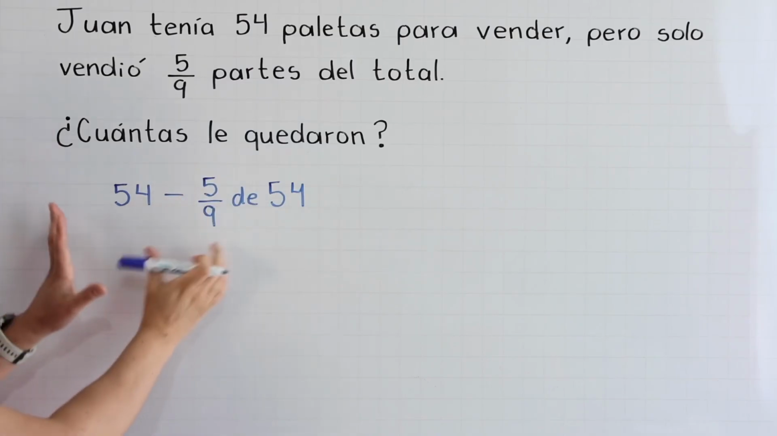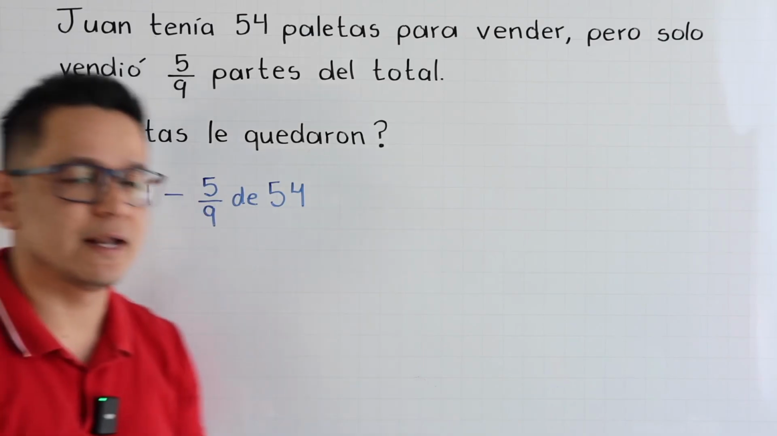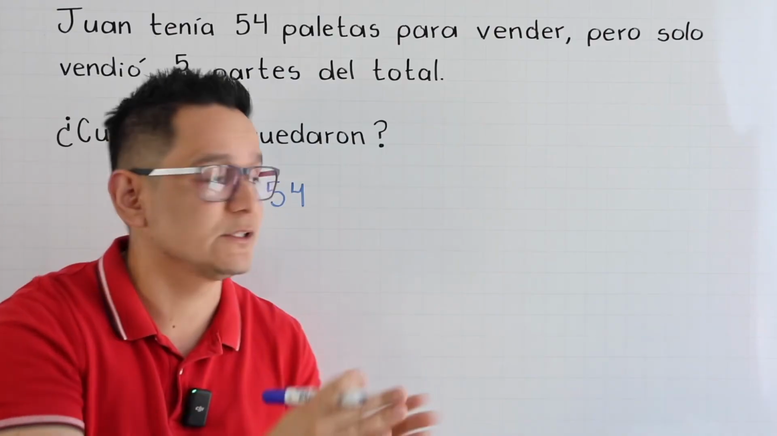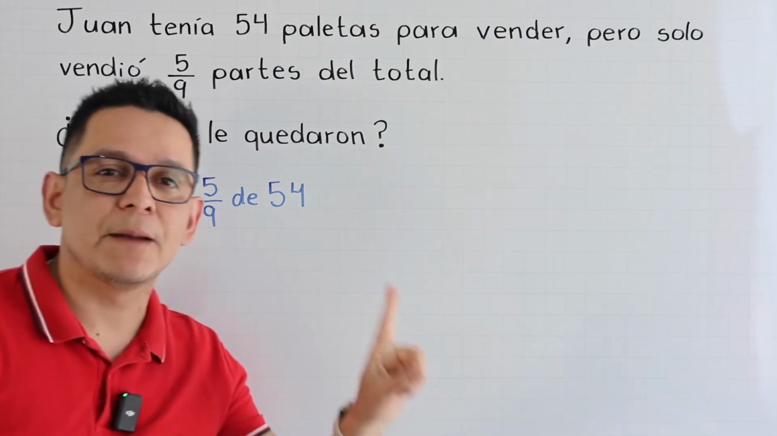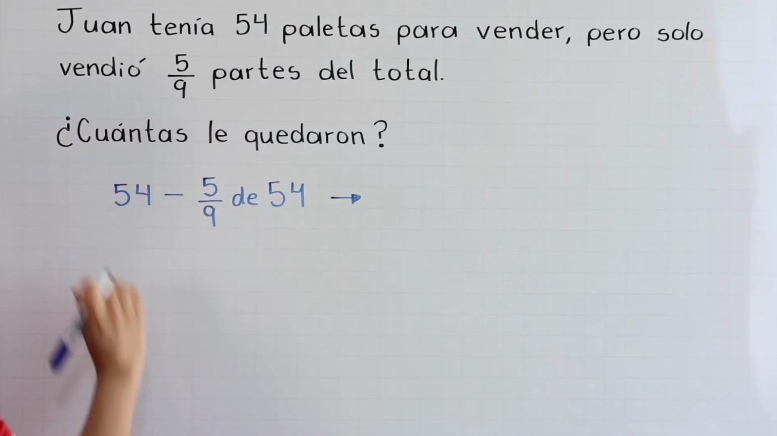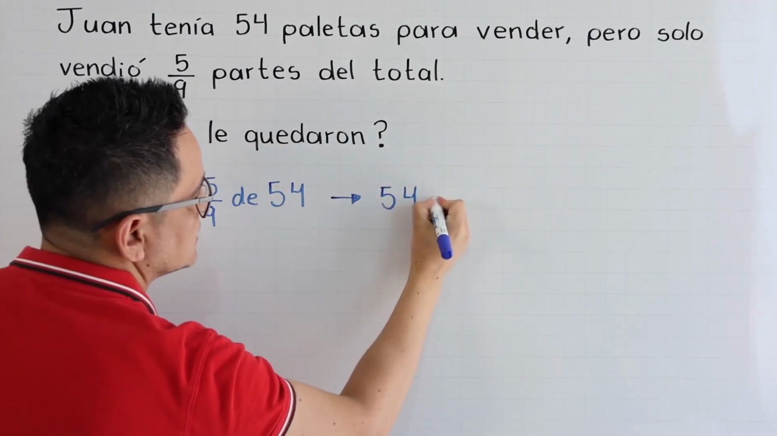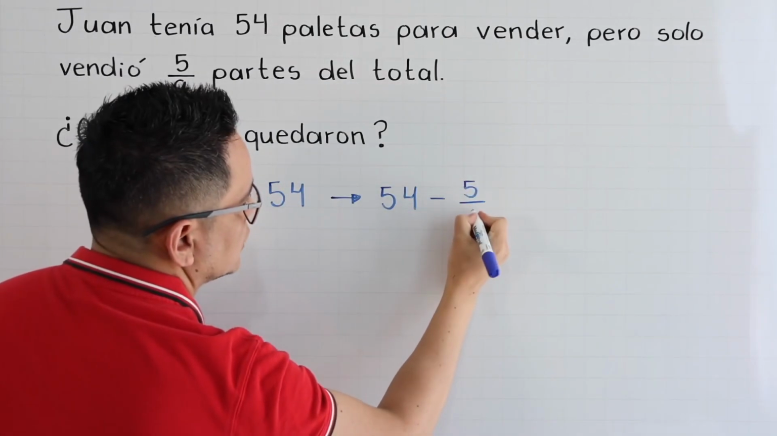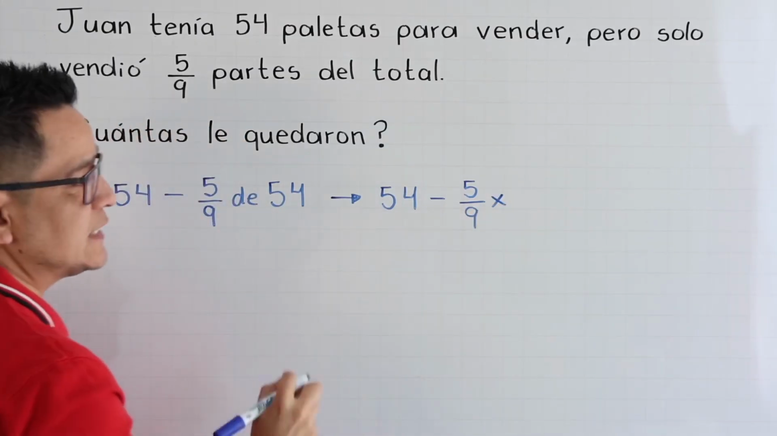So now, this is the operation I need to solve. But notice that the word "of" appears here. In previous videos, we already talked about this. And if you haven't seen it, go check it out. I put it down below. We already said that when we have the word "of", we're going to replace it with a multiplication sign, right? That is, the multiplication symbol. So it's going to look like this. I'm going to write 54, and then we're going to subtract this operation from it. What did we say? So it's going to be 5/9, and here we're going to put a multiplication sign. And now we write 54.